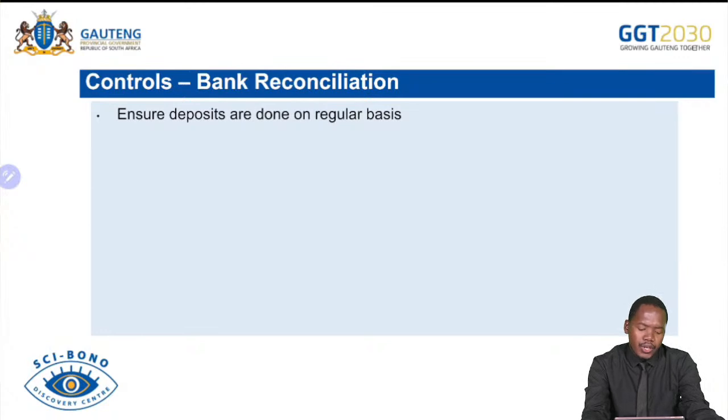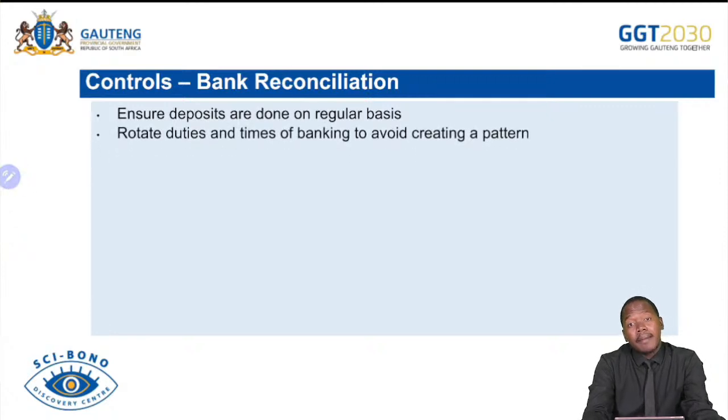First of all, you ensure that deposits are done on a regular basis. You ensure that people don't do the same thing. You rotate duties, because some people will get comfortable in a certain department. If someone used to record, next time the person should receive and then another one should record. Also, you rotate the times of banking. You don't bank at 12 every day. Sometimes you bank at 5, sometimes at 4, sometimes at 3, just different times, for example.